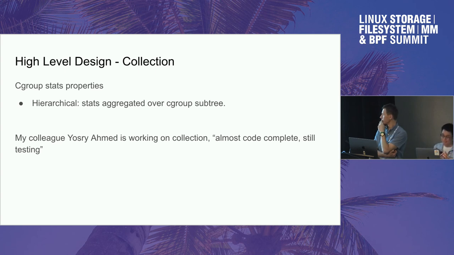This is only for the exporter part. There is another part, the collection part, because that also needs some work. The cgroup stats are often hierarchical. The stats we collect are often aggregated over the cgroup subtree. For example, the container engine will create a top-level cgroup, and under this, our jobs could create child cgroups to do resource control, but the stats we export are aggregated over these child cgroups and exported at the top-level cgroup. The collection side is being worked on by my colleague Yosry Ahmed. He says it's almost code complete, but still testing. Hopefully we get some RFC patches posted to the mailing list soon.